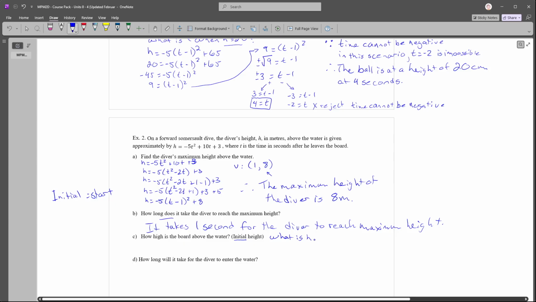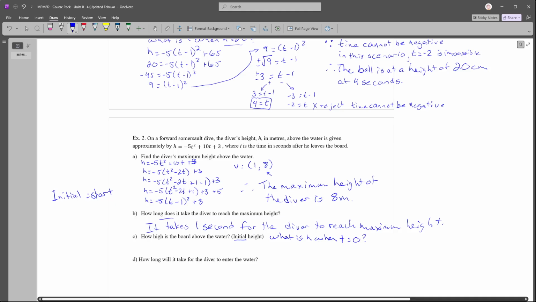Then that means we need to know t. When t is equal to what? Well, this is a starting height. What is the value of time when we're first starting the problem? Well, he hasn't dove yet. What does that mean? That means no time has passed. So we're asking, what is h when t is equal to 0?